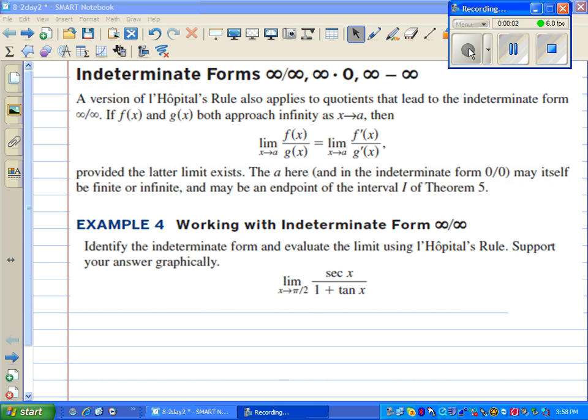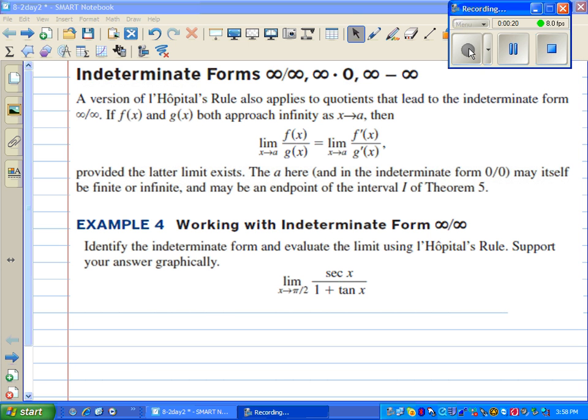Hello everybody, this is day 2 of L'Hopital's rule, section 8.2. We have more than one indeterminate form. The one we talked about previously was 0 over 0. In this case, we could have infinity over infinity, infinity times 0, and even infinity minus infinity.